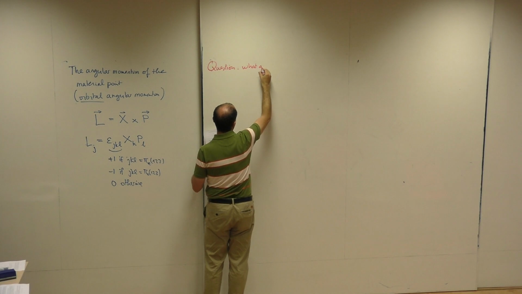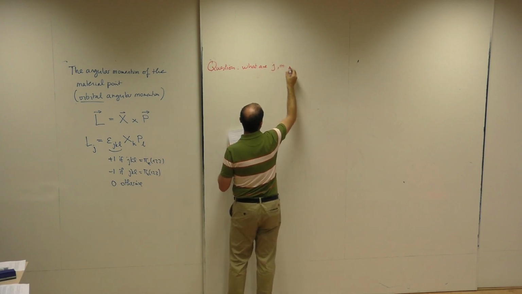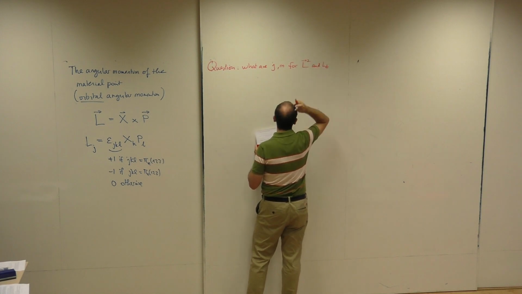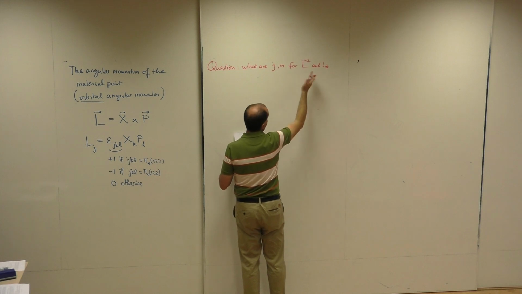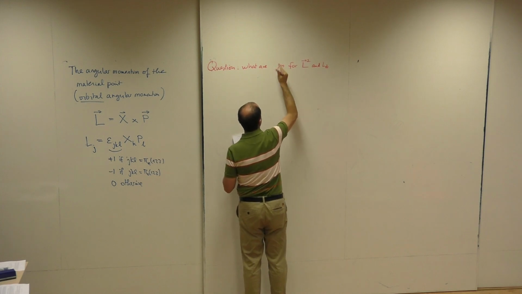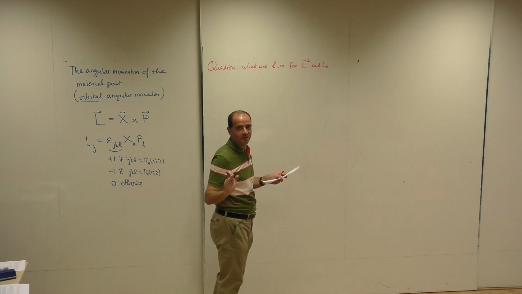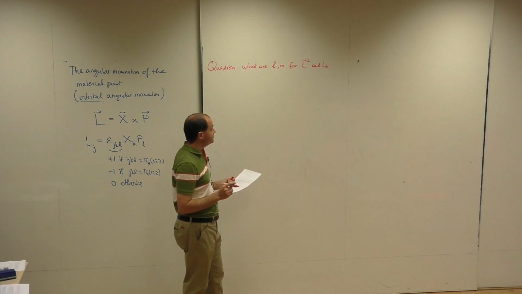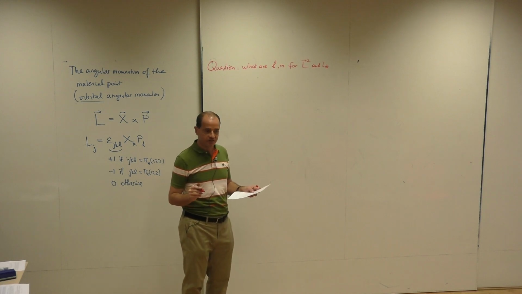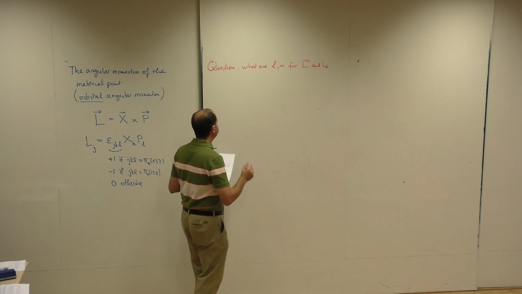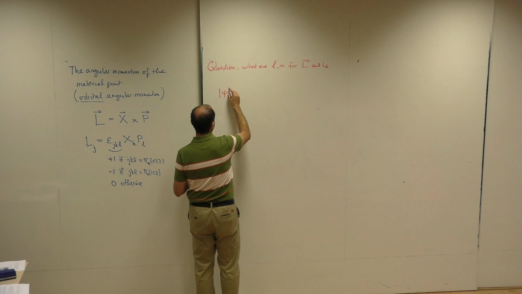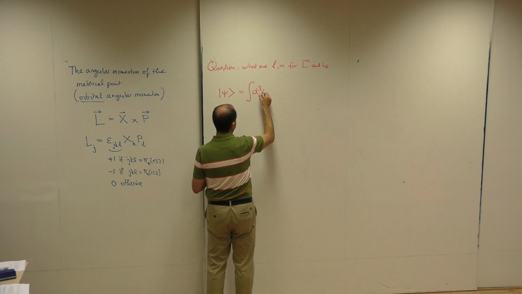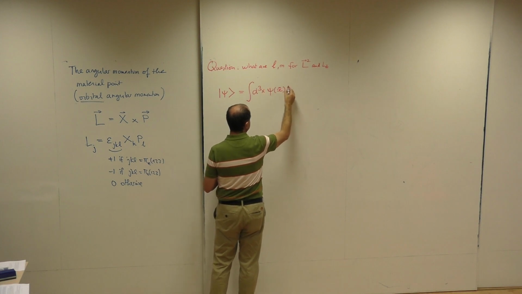what are J and M for L square and LZ. And because it's L square, we don't call it J, we call it L. But it's the same as the J. Okay. So, what we have to do is to work in spherical coordinates. So we are going to write a state psi. Remember that psi is written like this, right? Integral d3x psi of x, x.